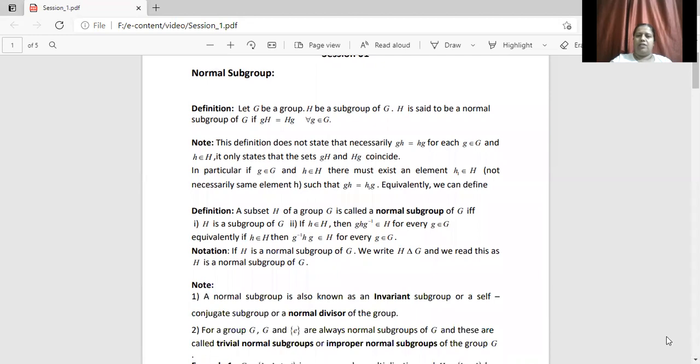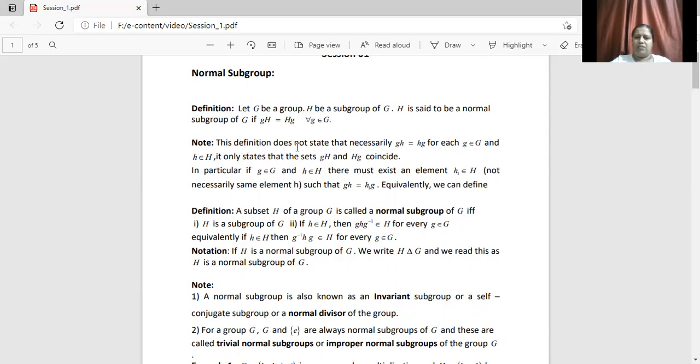Definition: let G be a group, H be a subgroup of G. H is said to be a normal subgroup of G if gH is equal to Hg for all g belongs to G. That means when we consider a group G and we take H as the subgroup of G, then H is said to be a normal subgroup of G if and only if the left coset is equal to the right coset for every g in the group G. Then we call that H as a normal subgroup.